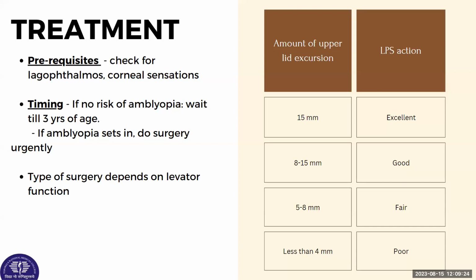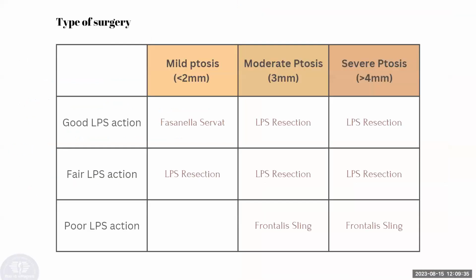15 mm of excursion means the LPS action is excellent, sorry. 8 to 15 is good, 5 to 8 is fair, and less than 4 mm is poor. Types of surgery: for mild ptosis with good LPS action, we can do Fasanella-Servat procedure. Moderate ptosis with good LPS action, LPS resection, and severe ptosis with good LPS action, LPS resection. Where fair LPS action is seen in all kinds of ptosis, we can do LPS resection, and in poor LPS action, frontalis sling is preferred.